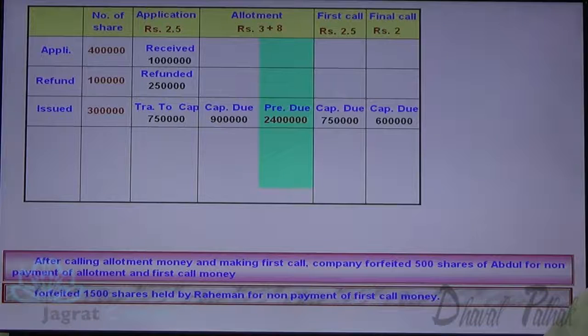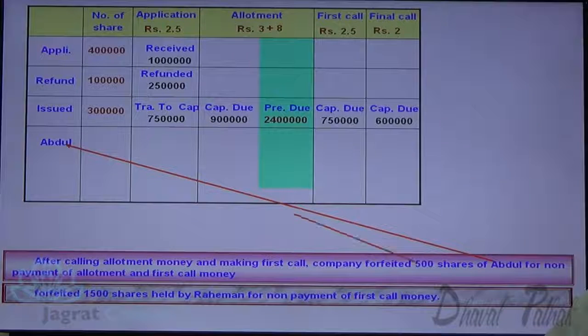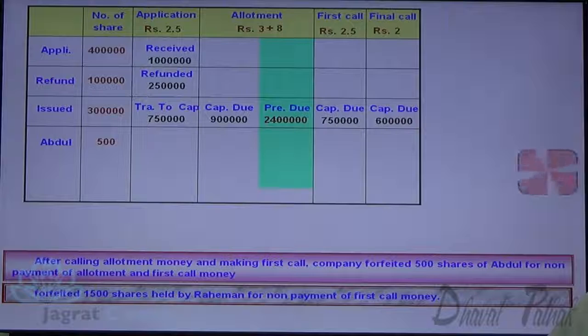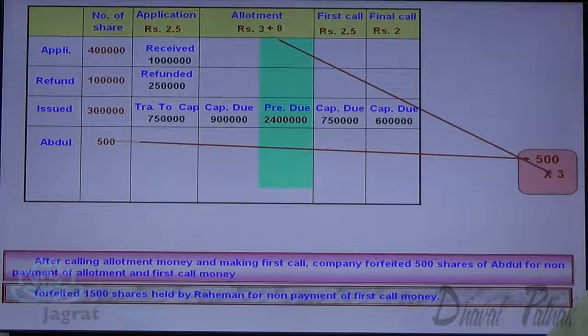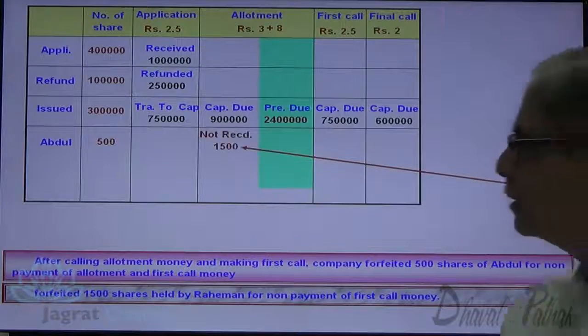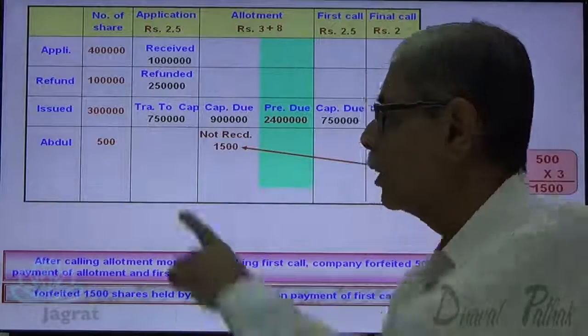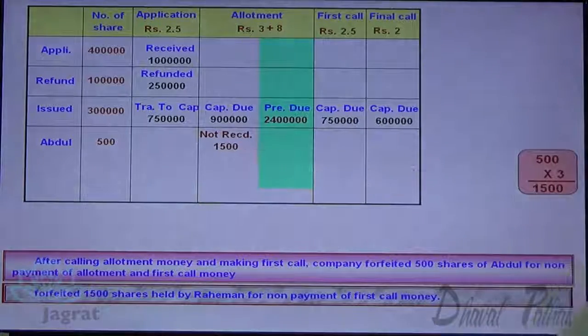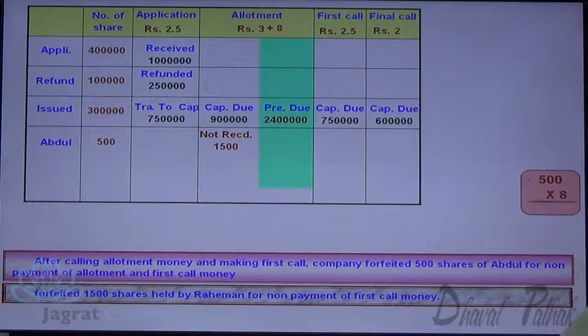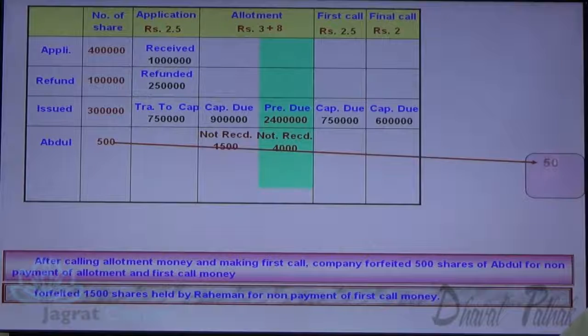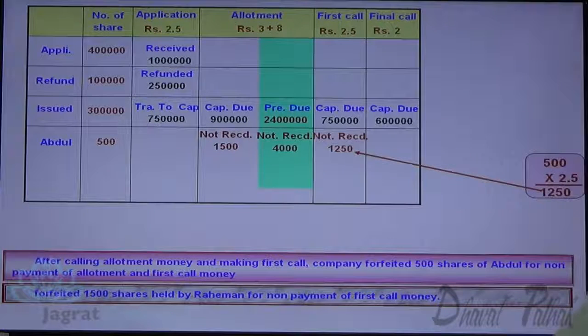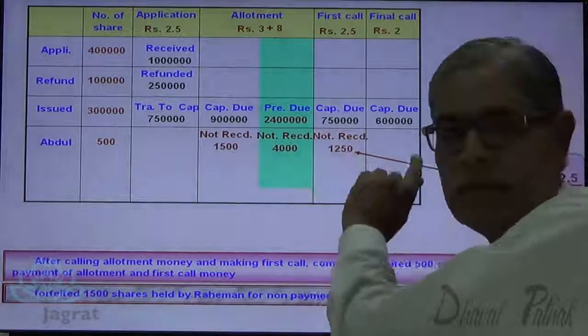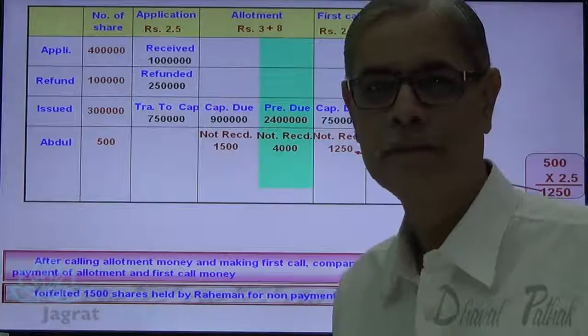After calling allotment and first call, the company forfeited 500 shares of Abdul. So Abdul is one shareholder who was allotted 500 shares. He has not paid allotment money, which means he has not paid this capital demanded on 500 shares at the rate of ₹3 per share. 1500 capital has not been received. Premium demanded but not received 4000. First call demanded but not received 1250. So this is the capital element not received, and this is the premium not received.